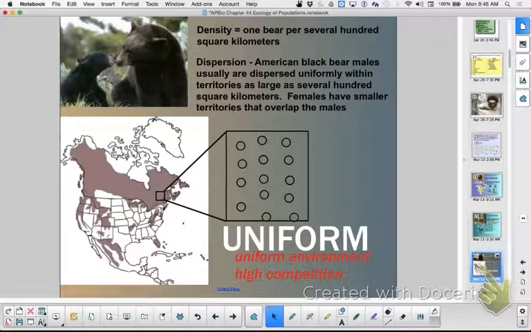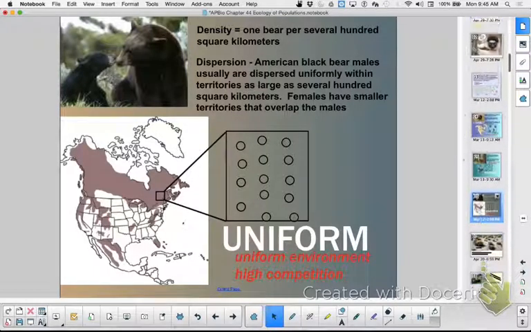So on your notes, patterns of distribution, they are dependent on resource availability and competition. And I gave you clumped, random, and uniform, and clumped is the most common.